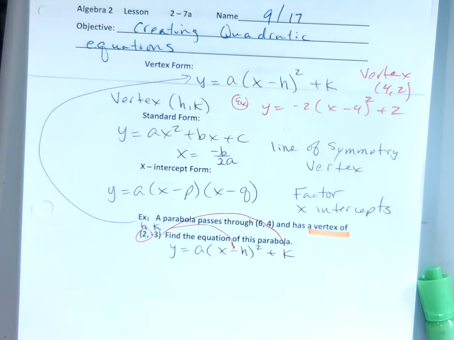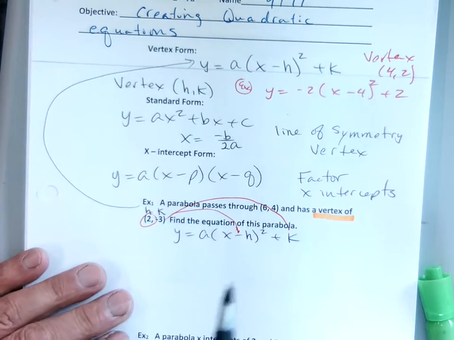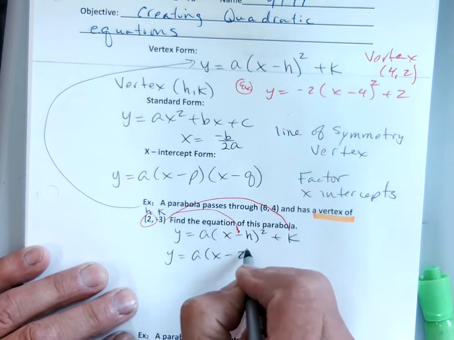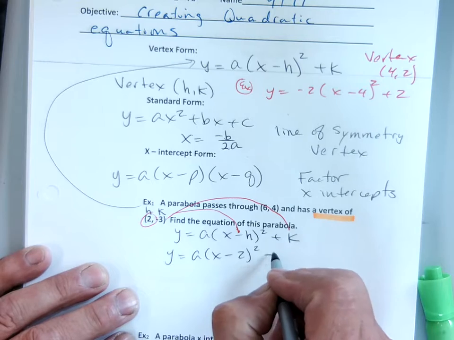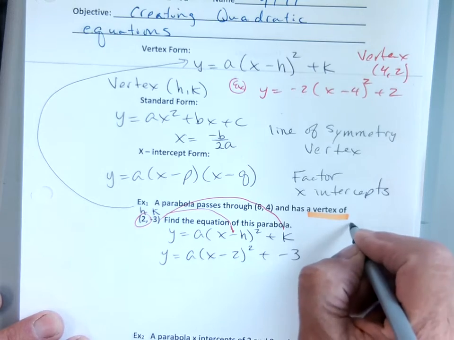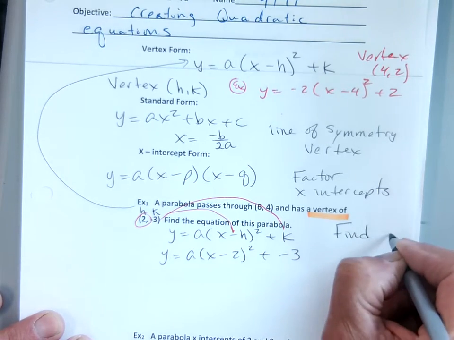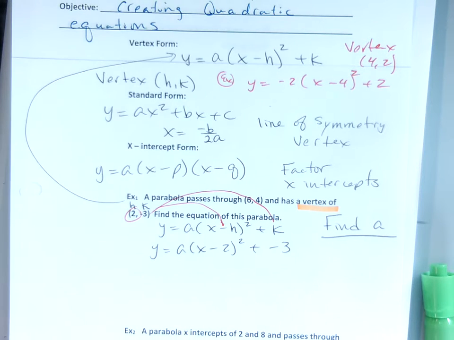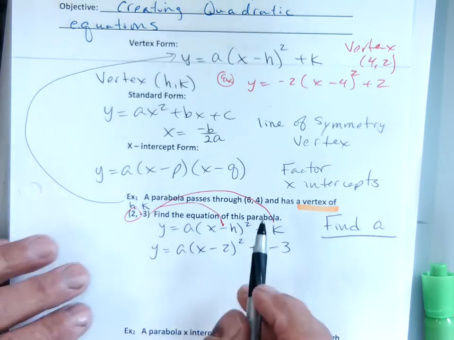All right, let's put those numbers in and rewrite it. So I've got y equals a times (x minus 2) squared plus -3, which is really minus 3. I don't really need the plus and minus, but there it is. Okay, now what I need to do is find the value of a. So my whole goal is to find a. I have too many variables. I've got x, y, and a. Too many variables. But what I can do is plug in the point.